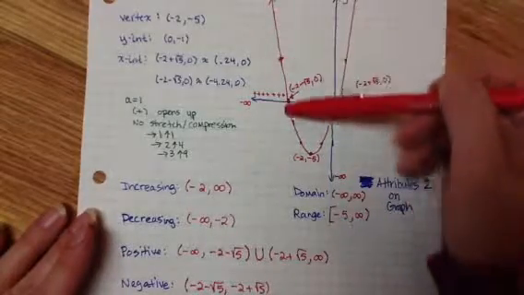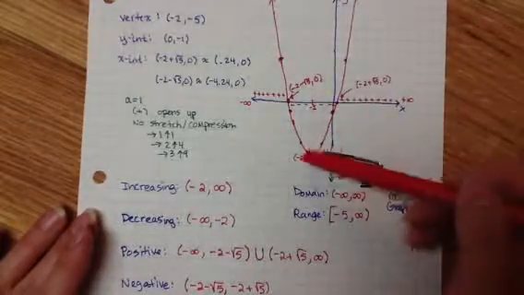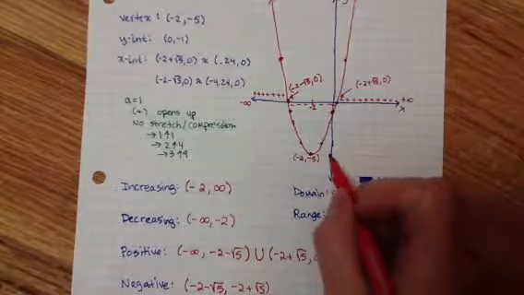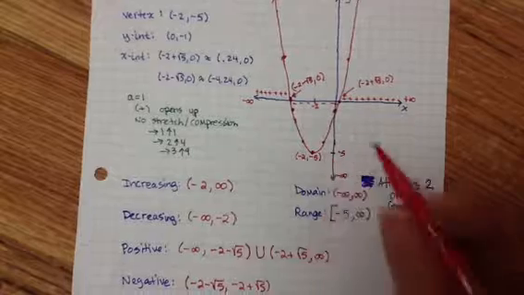This graph has a bottom value, a minimum value. The minimum value is the y value of the vertex at negative 5.